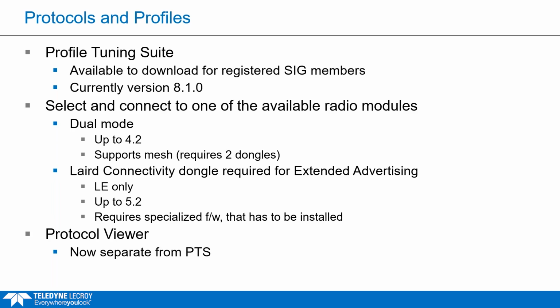But then there's also the LERD dongle, which is required for the extended advertising. I've got here up to 5.2, but obviously in July 5.3 was released. This time it requires firmware to be downloaded from the SIG site and then uploaded onto the dongle itself. So you've got to be careful. There's an extra process to put that specialized firmware on there. And then there's also a protocol viewer, which used to be combined, but is a separate tool now from PTS, to allow you to view the decodes of over the air.